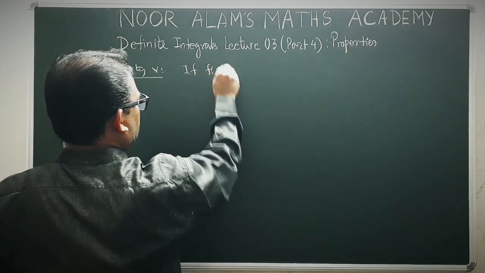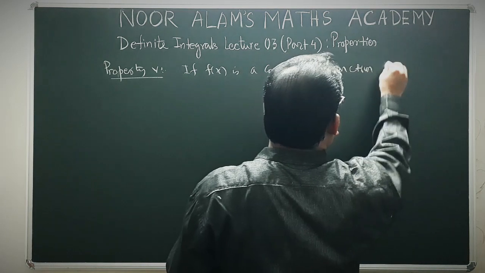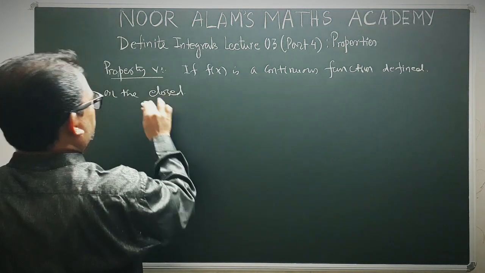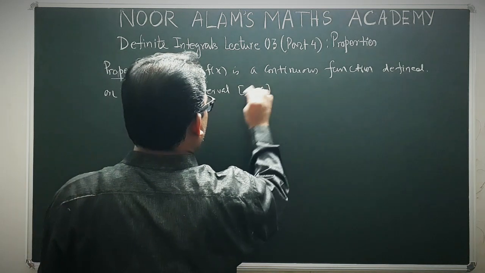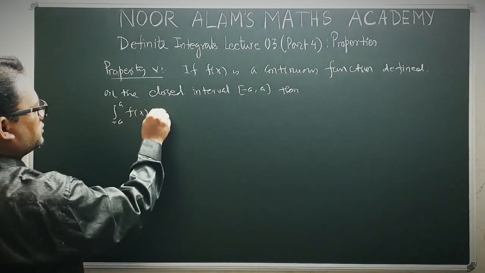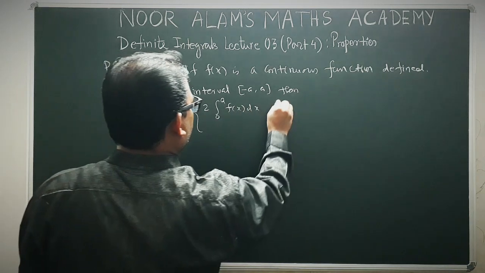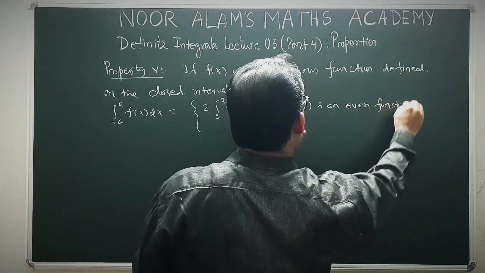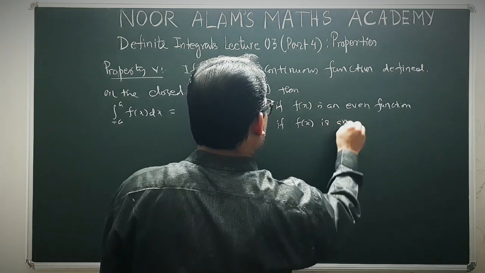If f(x) is a continuous function defined on the closed interval minus a to plus a, then the integration from minus a to plus a of f(x) dx can be written as 2 times the integration from 0 to a of f(x) dx if f(x) is an even function, and the value of the integration becomes 0 if f(x) is an odd function.